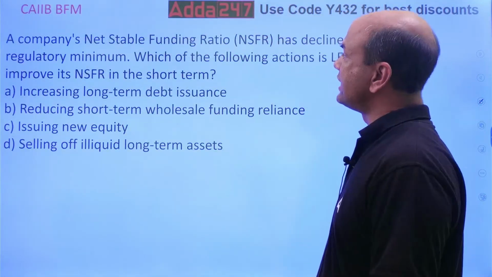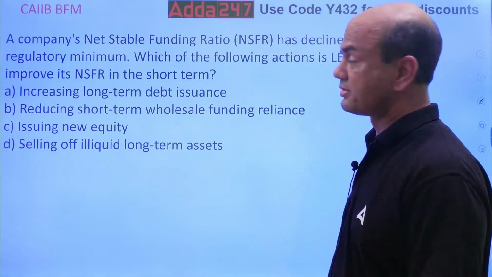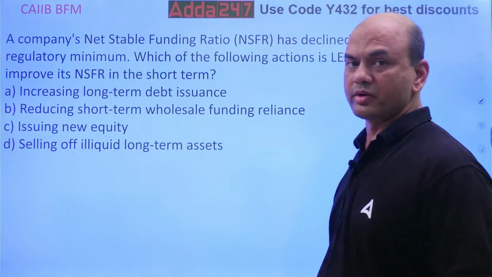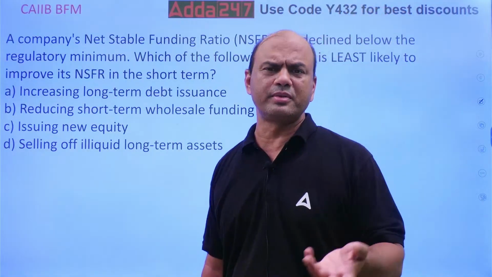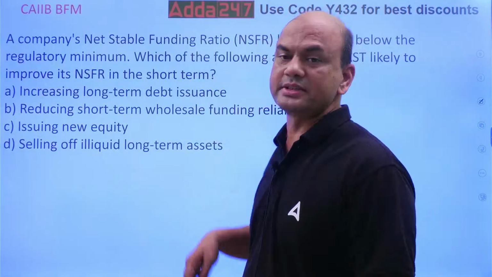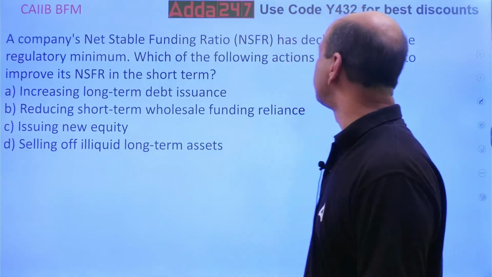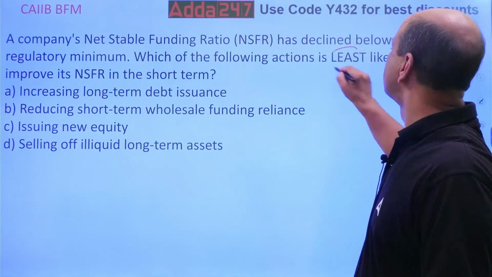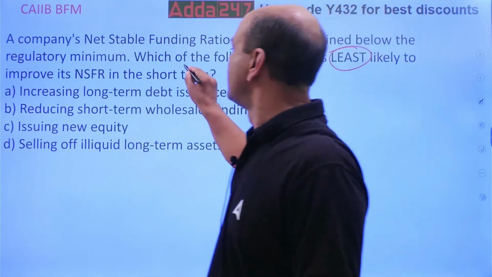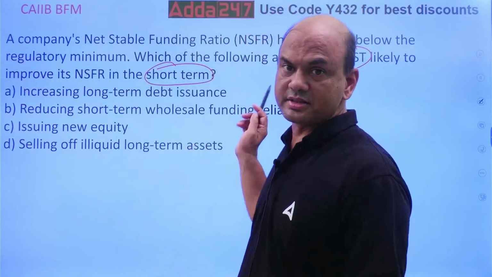A company's NSFR ratio, net stable funding ratio, is a part of Basel III. It has declined below the regulatory minimum, whatever is required by regulatory minimum. What is the minimum ratio? 100%. 1 you can call it or 100. So NSFR has declined below 1 or below 100%. Which of the following actions is least likely to improve NSFR in the short term? NSFR in the short term. Kindly note two words I have marked. Least and short term.